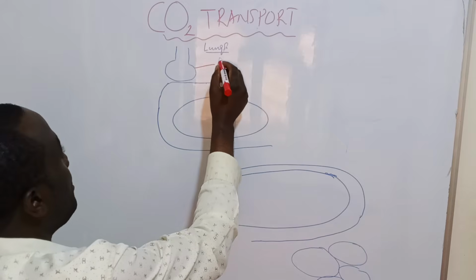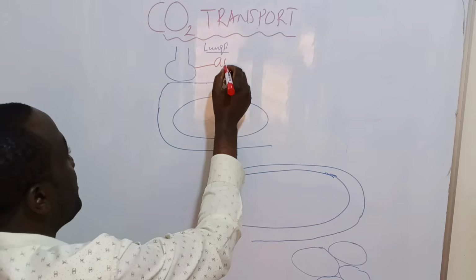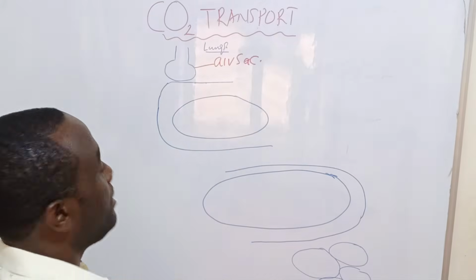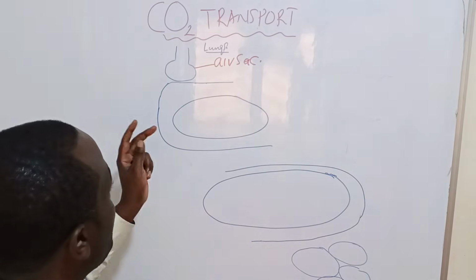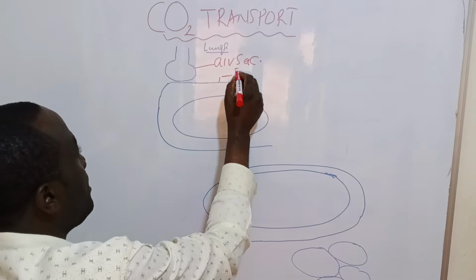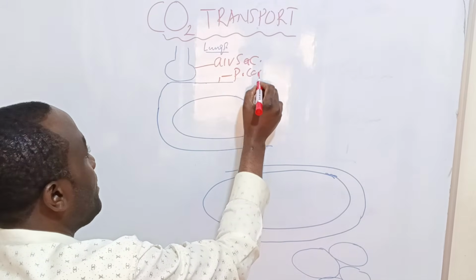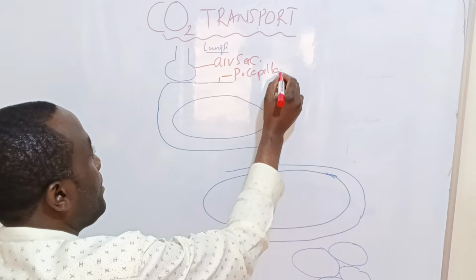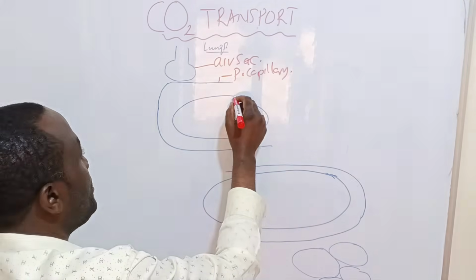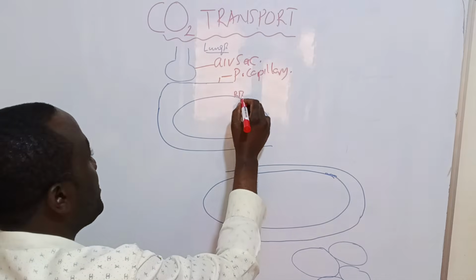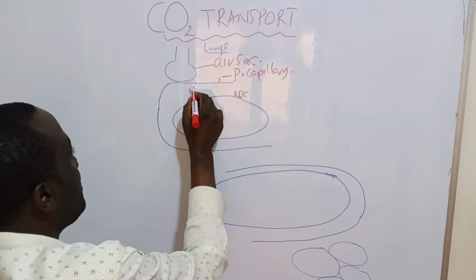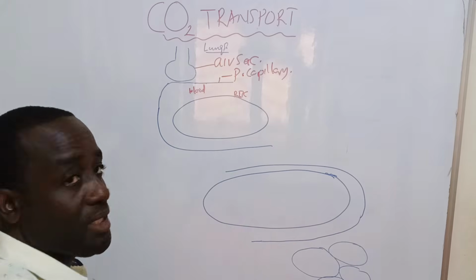Here, we have the air sacs. This is an air sac. It is in the lungs. There are numerous of them in the lungs. This is a pulmonary capillary. Of course, this one is a red blood cell. This is blood.